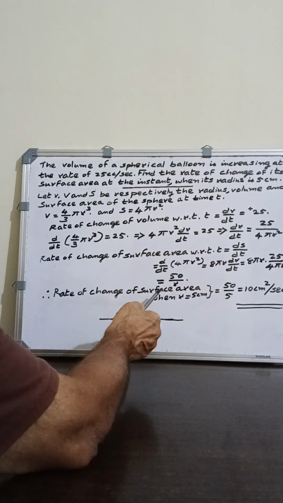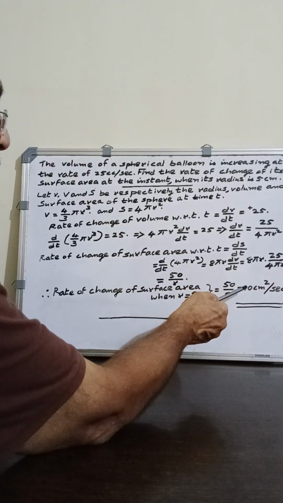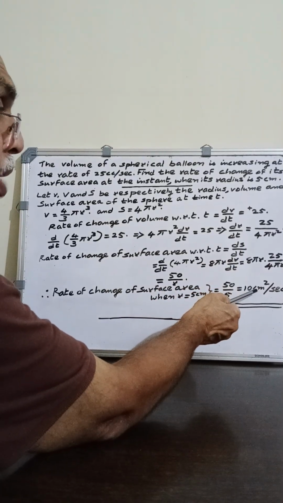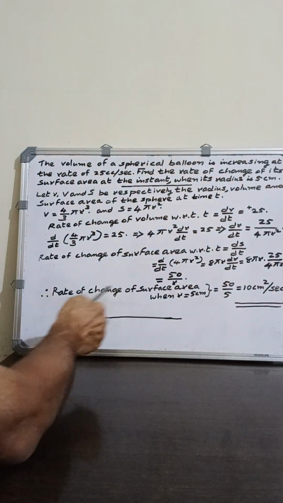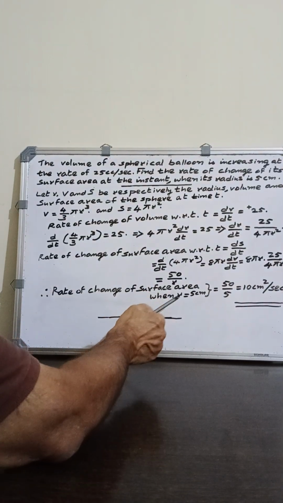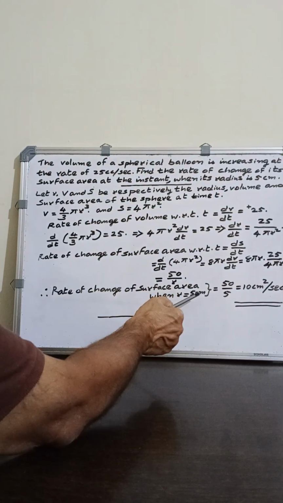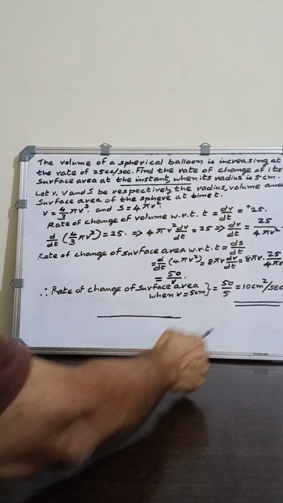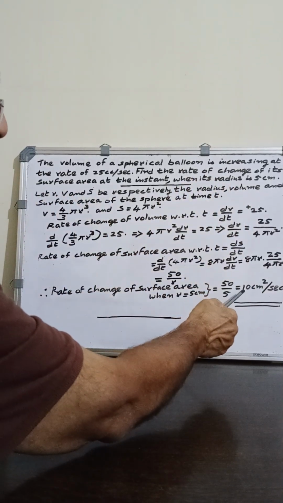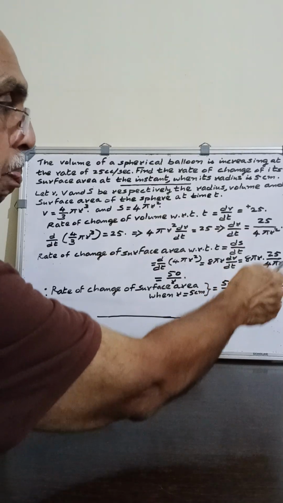Why? Because it is area. Therefore, 10 square centimeters per second is the resulting answer for the rate of change of surface area when r equals 5 centimeters. That is the final question they are asking, and our answer comes to 10 square centimeters per second.